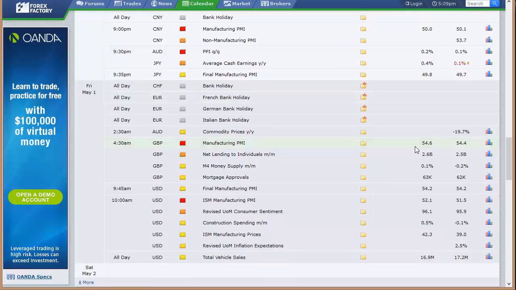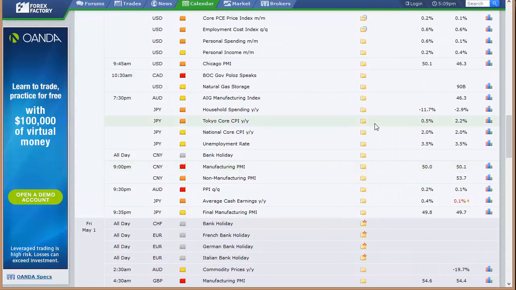So what are the focus points? Obviously, the GDP number here in the U.S., that's a big one Wednesday morning. The 2-day Fed meeting culminating Wednesday. The fact that we've got a lot of bank holidays around the world on Friday is going to slow things down for Friday. So that's what we'll be focused on. We'll be half size ahead of that GDP number.